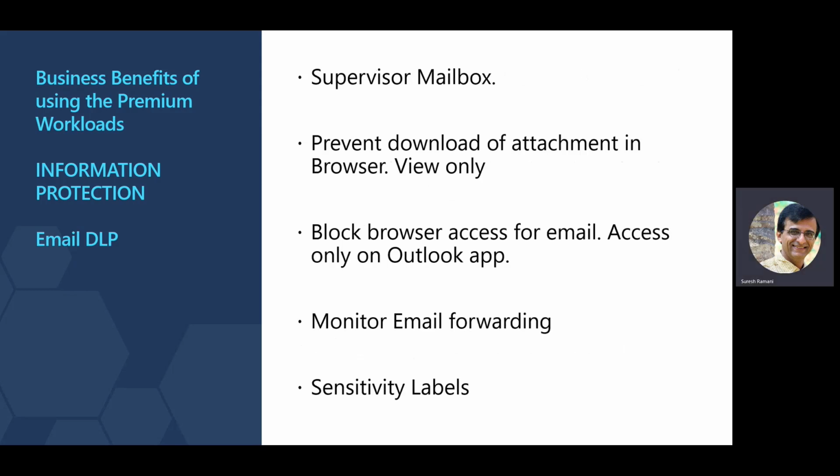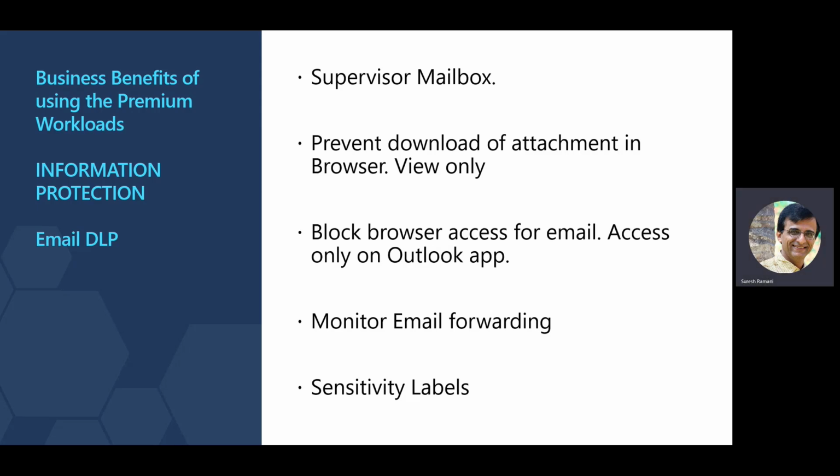Next is supervisor mailbox. All messages can be copied to this account or just those sent internally or externally. This feature is very useful in preventing data leakages via email. Next is prevent download of attachment in browser, view only. The administrator of Exchange Online can configure additional rules for users by which when the user opens his browser to access email, he'll see email messages. But if the user tries to download the attachment, the system will give a message, you do not have permission to download.